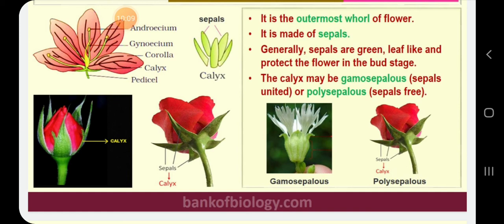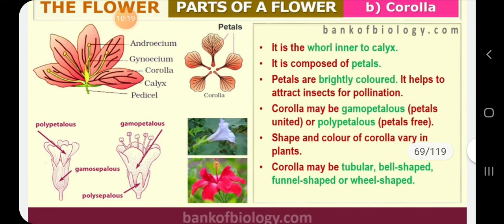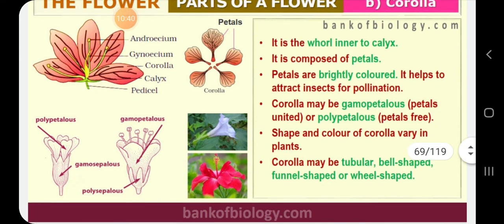That means in the rose you can see that all the sepals are free from each other. The corolla is the whorl inner to the calyx. It is composed of petals, the colored portion. The petals are brightly colored. It helps to attract insects for pollination. And the corolla, if it is united, is gamopetalous, and if it is free, then it is polypetalous.